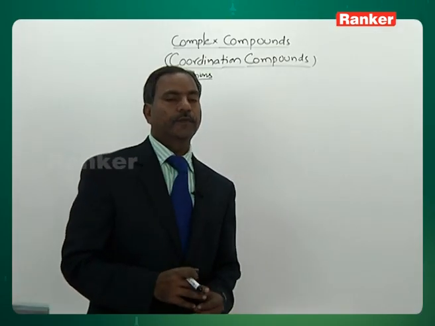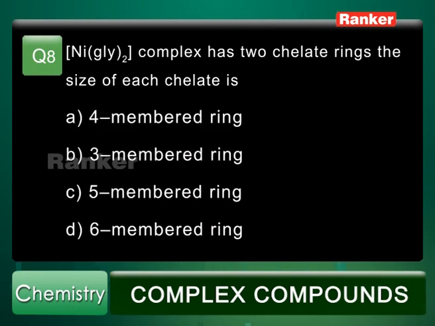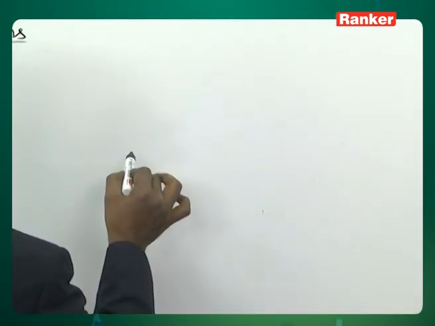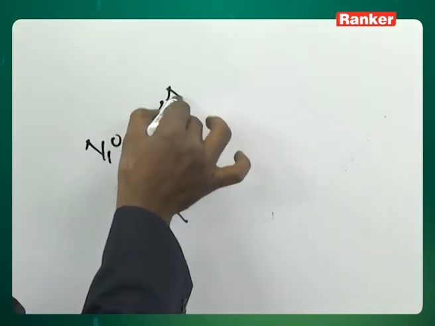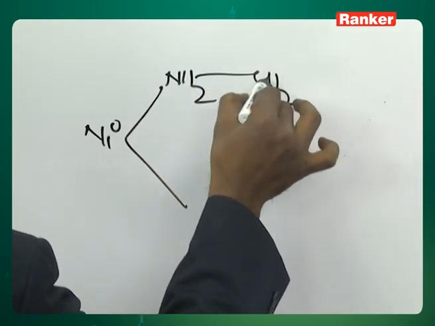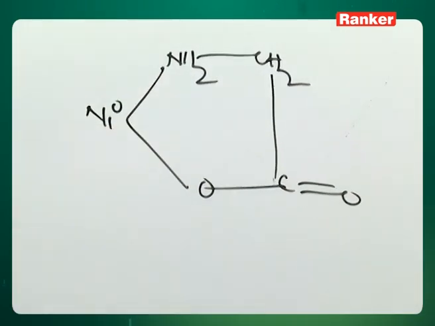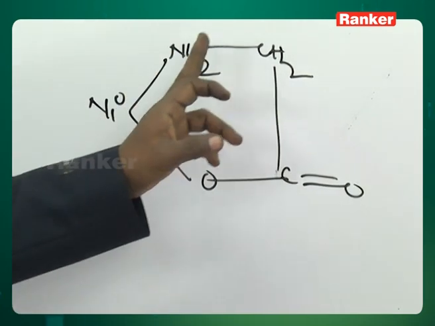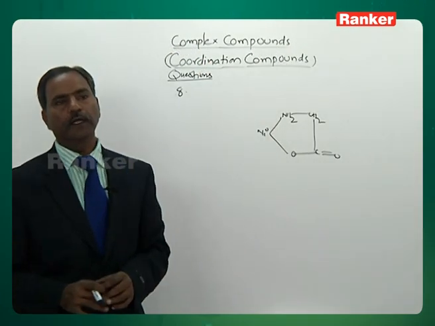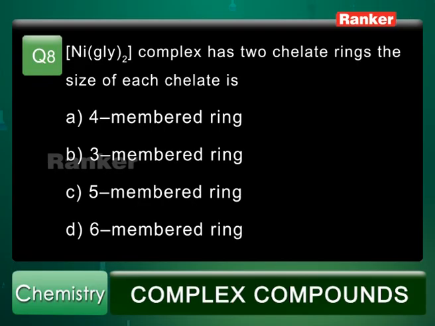The nickel glycinate complex has 2 chelate rings. The ring size of each chelate ring is: option A 4-member ring, option B 3-member ring, option C 5-member ring, option D 6-member ring. Let us see the answer now. Nickel glycinate: I am showing the glycinate ligand on the board. See how it is linked to nickel. This is the glycinate ligand linked to nickel. So 1, 2, 3, 4, 5. It is also perfectly a 5-member ring. Therefore, the answer is C.